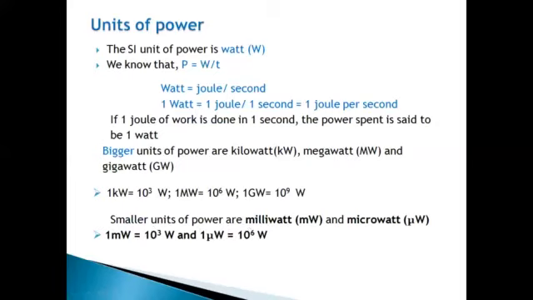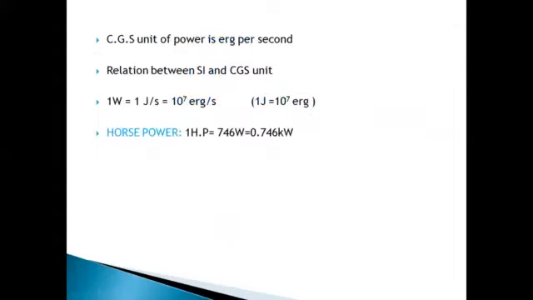My dear students, please make a change here. 1 milliwatt is equal to 10 raised to minus 3 watt and 1 microwatt is equal to 10 raised to minus 6 watts. Next, the CGS unit of power is erg per second. Let us study the relation between SI and CGS units. The SI unit of power is watt and the CGS unit of power is erg per second. We know that 1 joule is equal to 10 raised to 7 ergs. Therefore 1 watt is equal to 10 raised to 7 ergs per second.